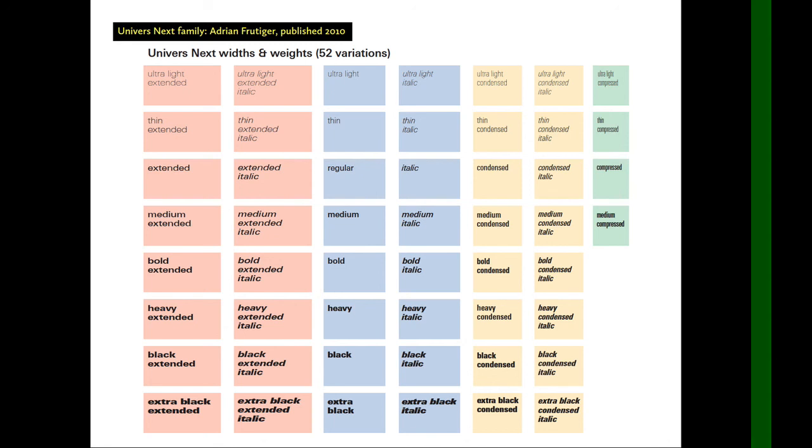So that's why they stopped with medium compressed, and I believe they didn't bother with compressed italic because it would just be very, very difficult to read, and these very, very thin typefaces are usually only used very large for display copy. So they probably wouldn't be that useful.